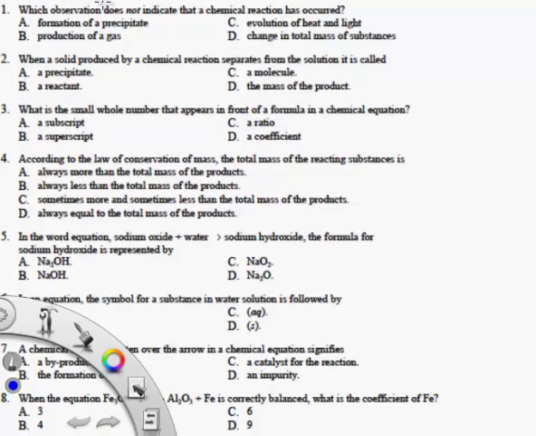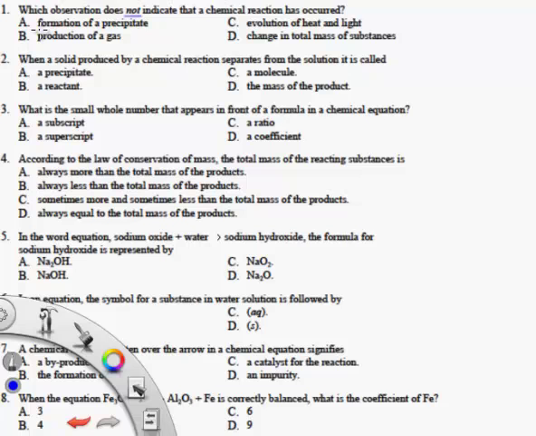What we're going to do today is go over the reactions and equations quiz, questions 1 through 26. Number 1, which observation does not indicate that a chemical reaction has occurred? Keyword here being not.